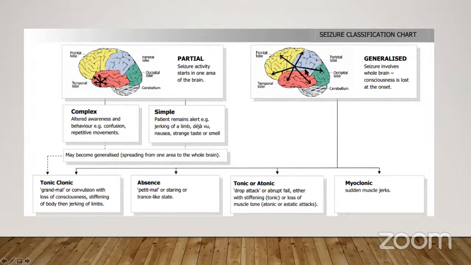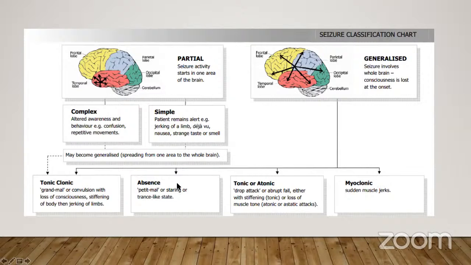Regarding generalized seizures, this is a seizure that spreads all over the brain. The characteristic thing here is that there is a loss of consciousness, especially at the onset of the seizure. It is divided into four main subtypes: tonic-clonic, which is called grand mal, or convulsions with loss of consciousness. From its name, we have tonic and clonic. Tonic means stiffness, and clonic means jerky movements.